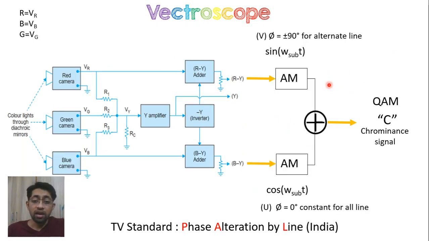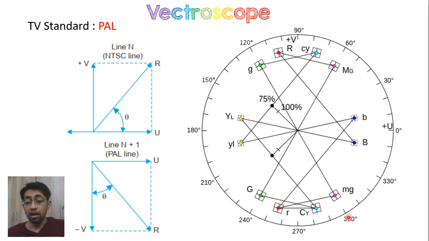So here we can say that the B minus Y component is always modulated on a 0 degree carrier, but the R minus Y component is modulated with a plus 90 degree and a minus 90 degree carrier for alternate lines. As a result we can suppress the phase shift error that occurs during transmission. This scheme is called phase alteration by line, or phase alteration line by line, and yes, this TV standard is adopted in India. Hope you know what the PAL system is, that is, phase alteration line by line.